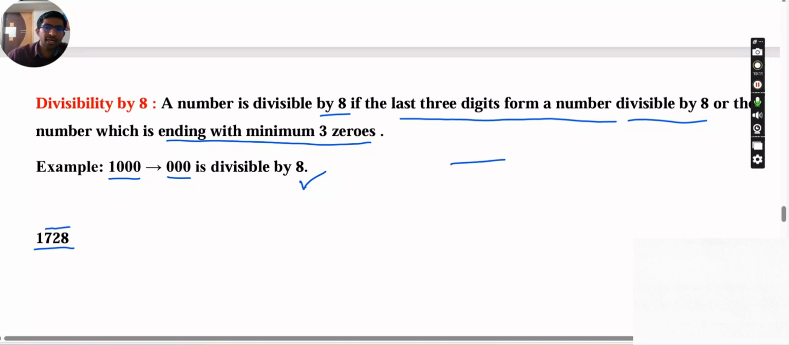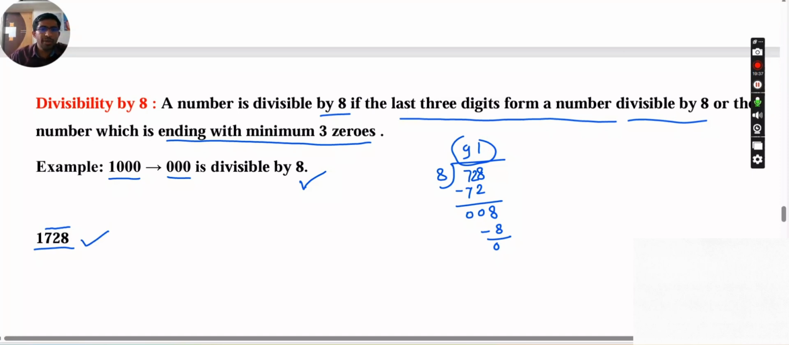So we have to check whether 728 is divisible by 8. We know that 8 ones are 8, 8 nines are 72, 0, 0, 8 ones are 8, 8 minus 8 is 0. So 91 is the quotient coming. So we can say that if 728 is divisible by 8, this number is also divisible by 8.